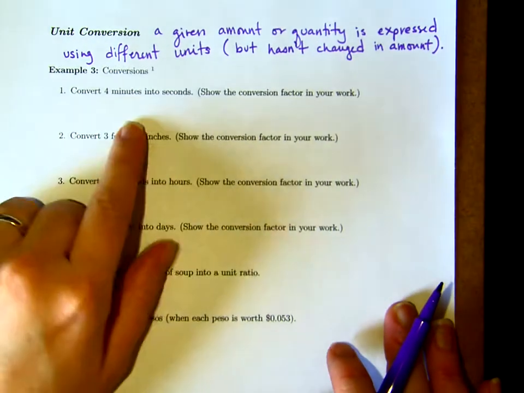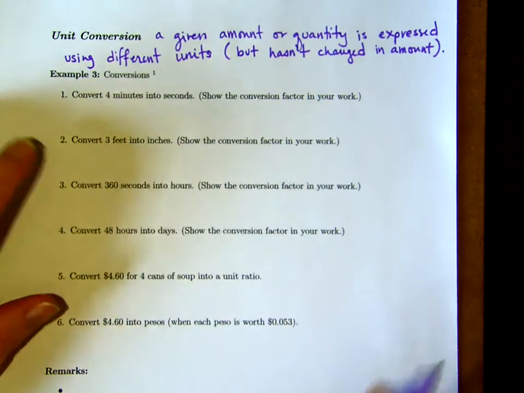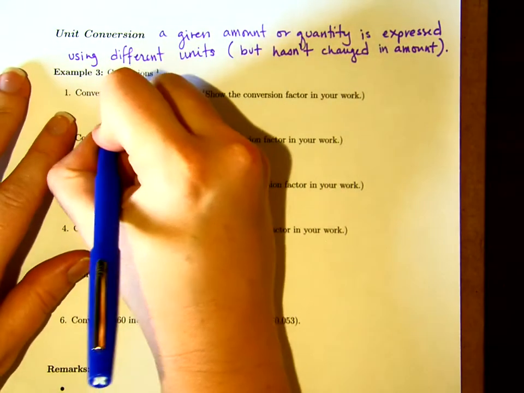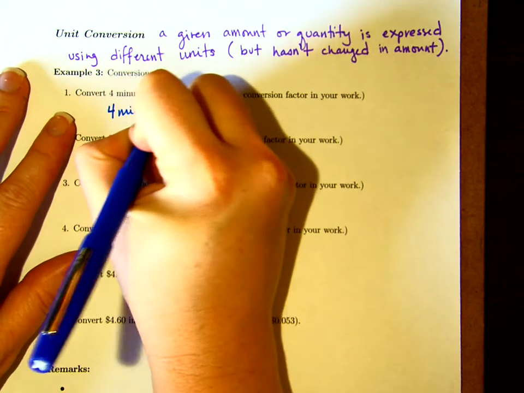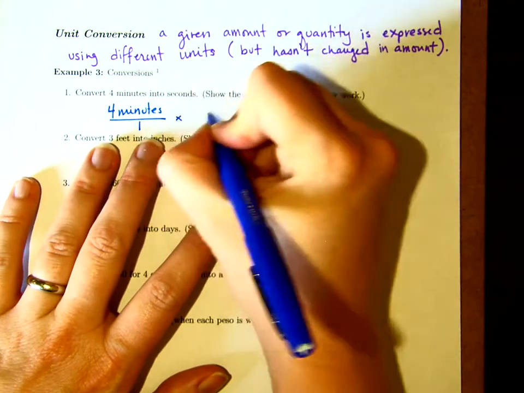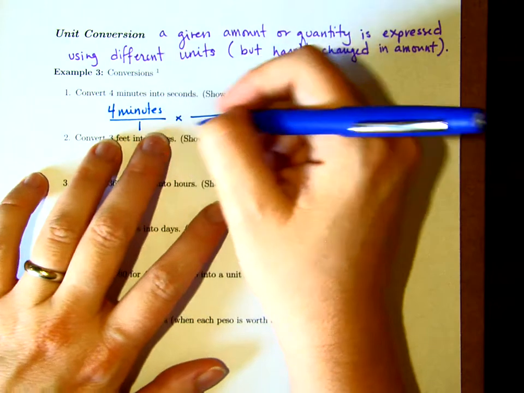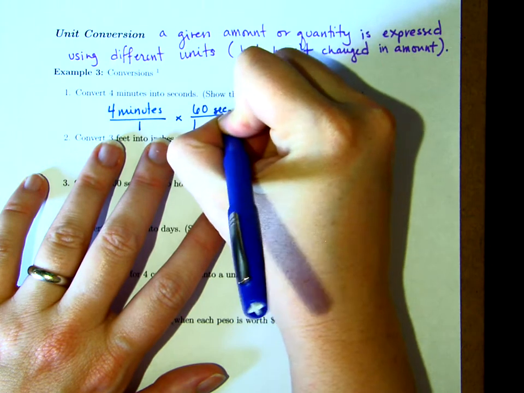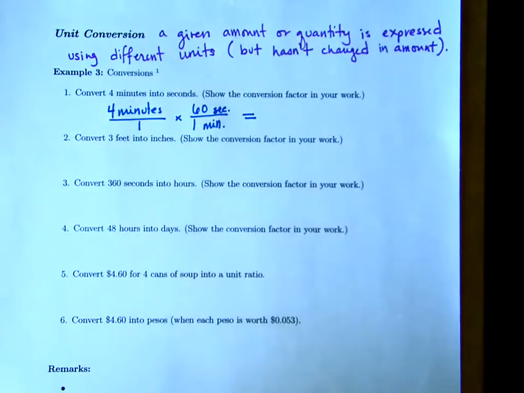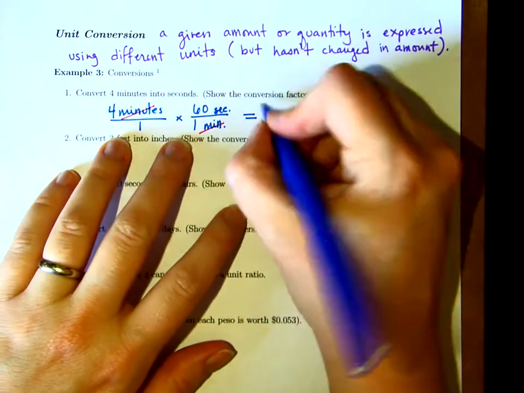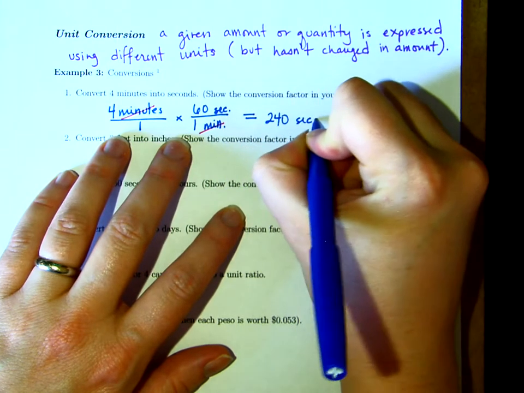All right, let's convert some stuff. 4 minutes into seconds. It says show the conversion factor in your work. Fine, I will. We started with 4 minutes, and that is my whole. I'm going to convert that into seconds. I know that my ratio is that for every 1 minute, there are 60 seconds. So how many seconds is that? 240 seconds.